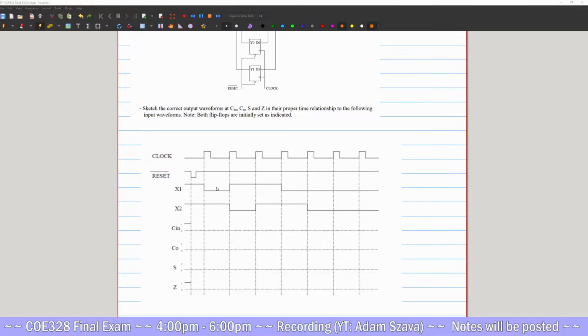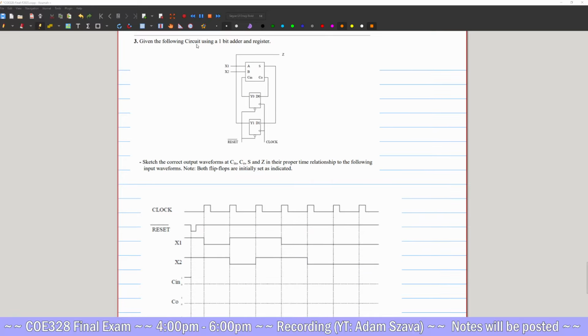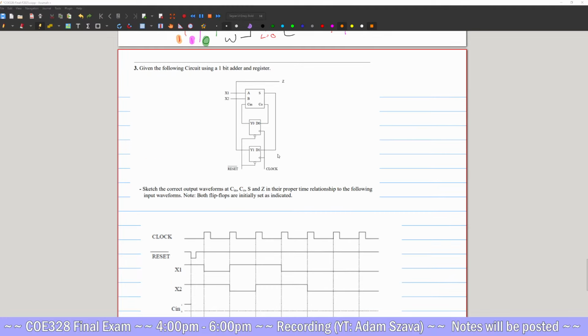Okay, so let's try this. It says, given the following circuit using a 1-bit adder. Okay, so there's a 1-bit adder. It's a lot happening, right? So many blocks and wires, but I think it's not too complicated. So X1, X2 are inputs. There's a 1-bit adder and there's a register.